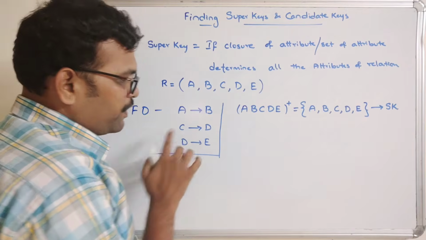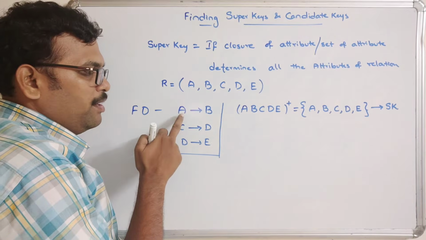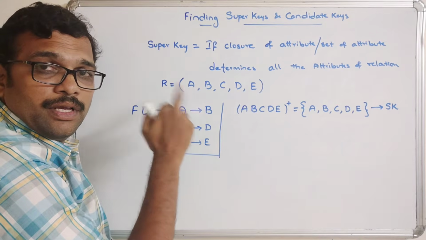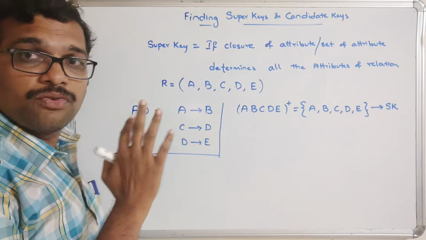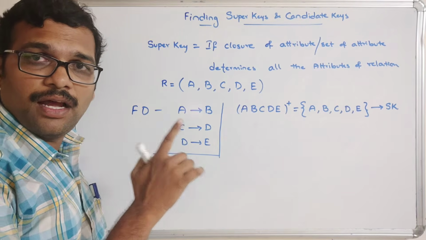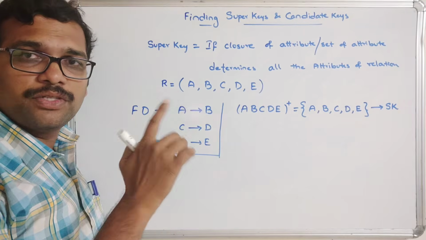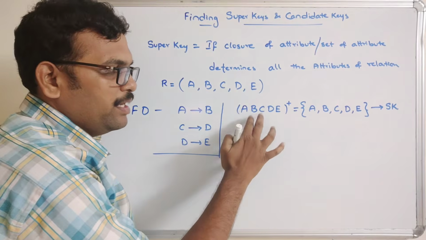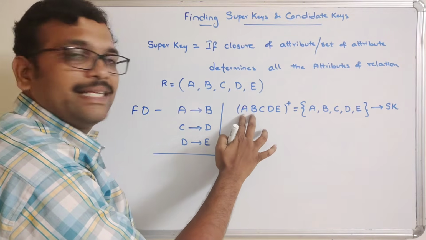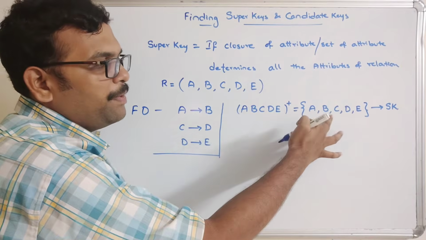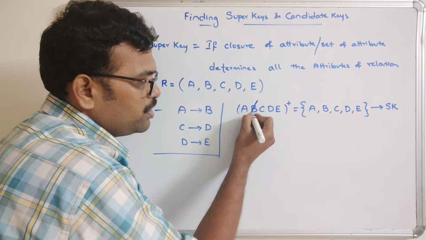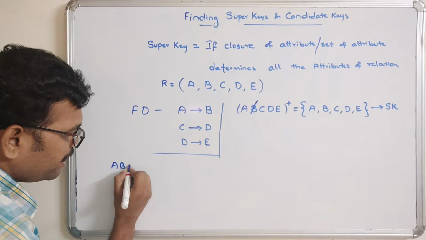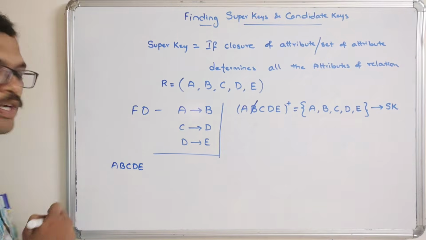Now from the functional dependencies, you can see if you know the value of A, we can get B. In the previous session we have discussed closures, how to find the closure from the functional dependency. The link will be posted in the description, so just go through that. So if you know A, we can determine B. In this super key, both A and B exist. So if you know A, we can get B here, so simply you can remove this B. So I will write here the super keys. One super key is A, B, C, D, E.